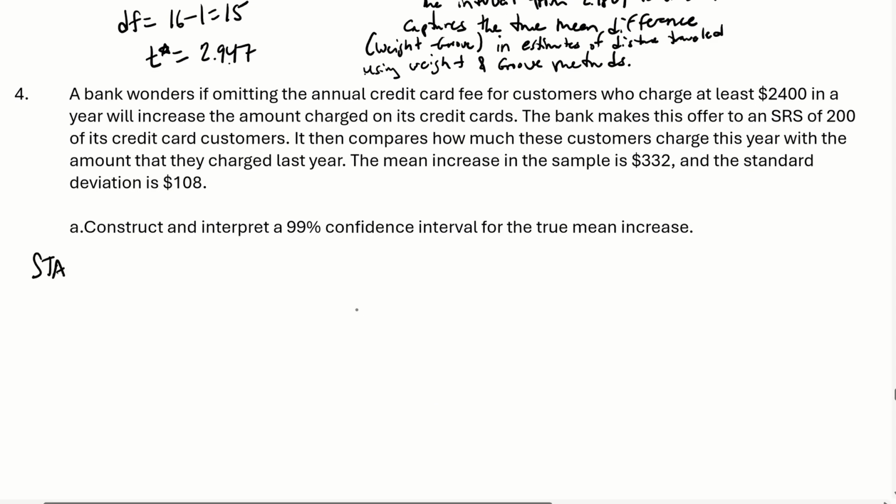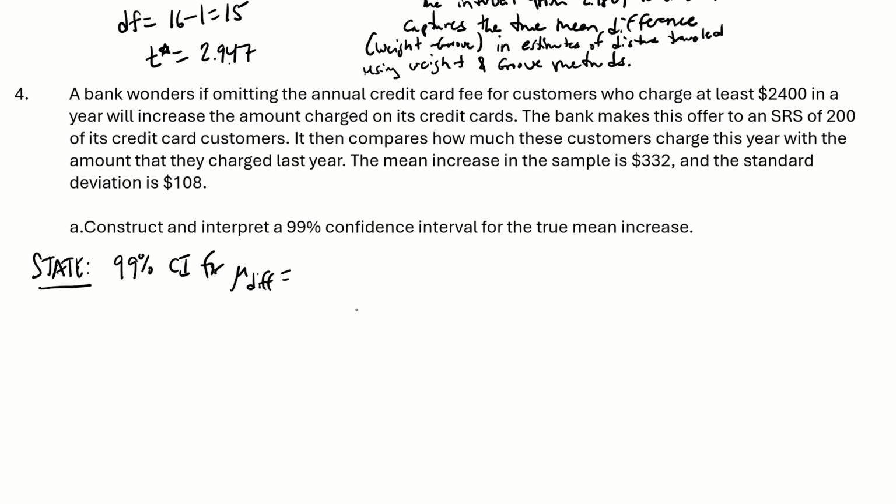All right, so let's do the state. What are we doing? Well, we're constructing a 99% confidence interval for mu difference. Now, how do we know it's a mu difference? Well, it says it compares how much these customers charged this year with the amount that they charged last year, right? So you're comparing the same customers, this year versus last year. So you're pairing the customers, right? Before and after. So that's how we know.